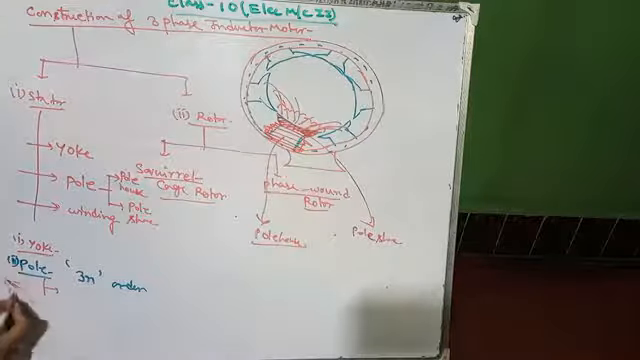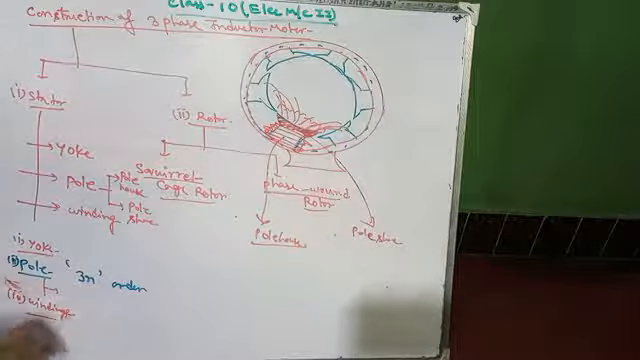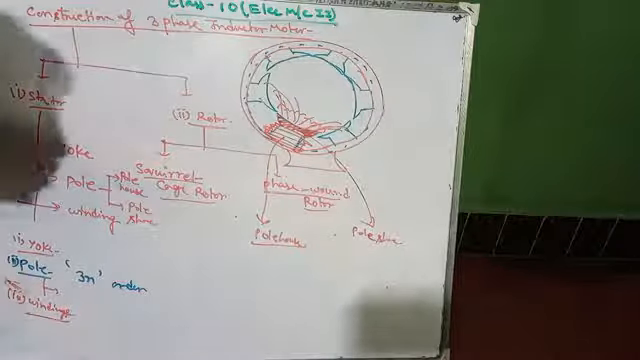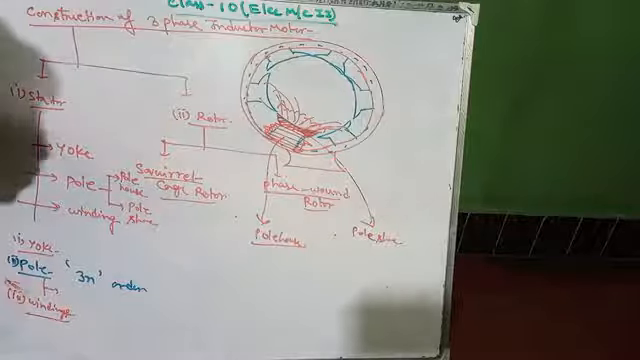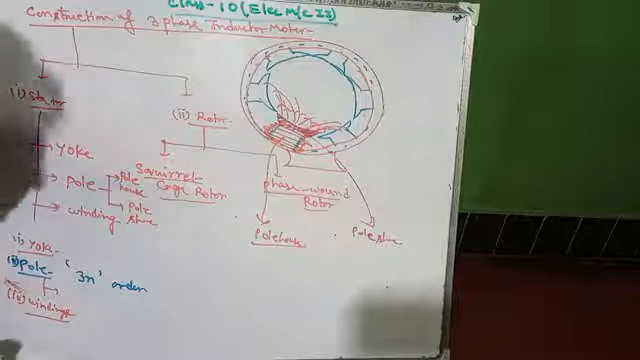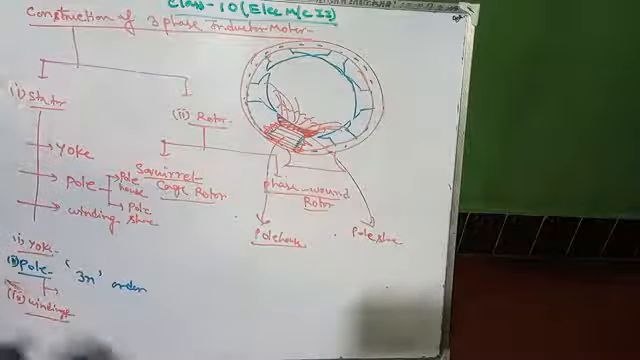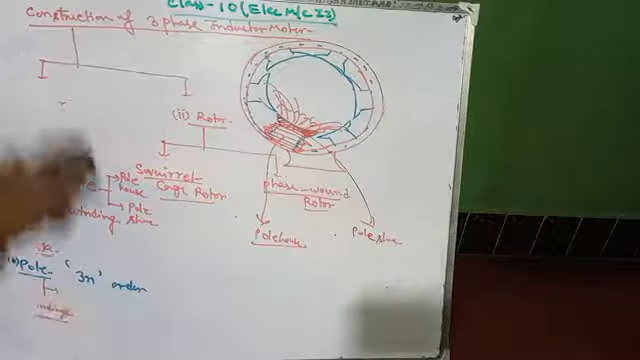Next, third one, windings. Field windings are installed over the pole house to carry the field current to generate the field flux. Okay, so this is all about your stator part.